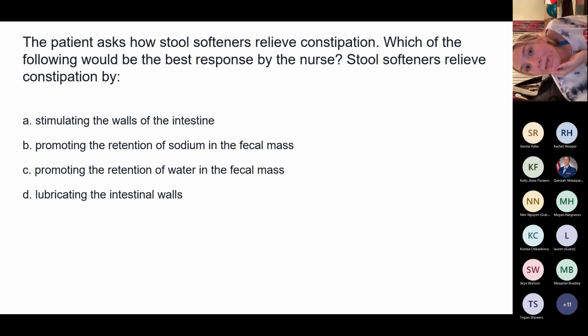It is going to be C. What do stool softeners do? They help increase water into the stool to help bulk it up, soften it up, and help make it pass a little bit easier. What is our main nursing consideration with stool softeners? What do we have to do? What do we have to educate?